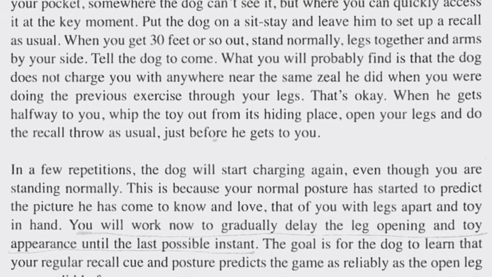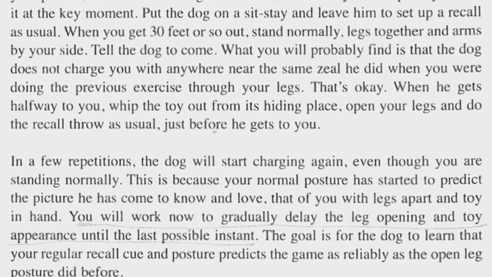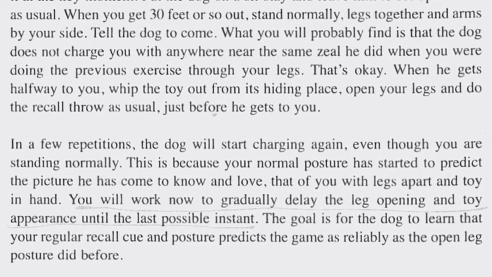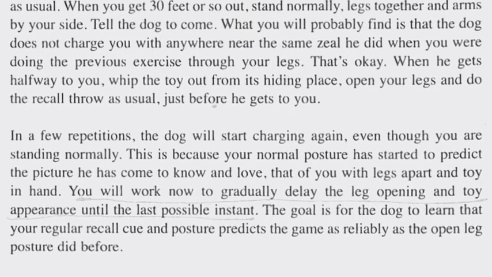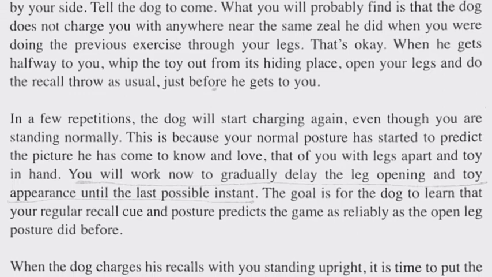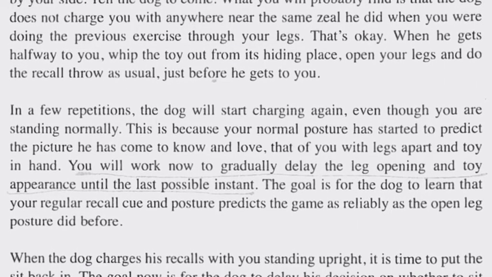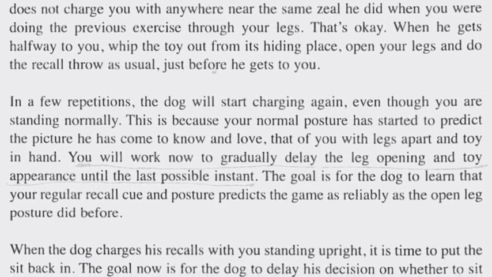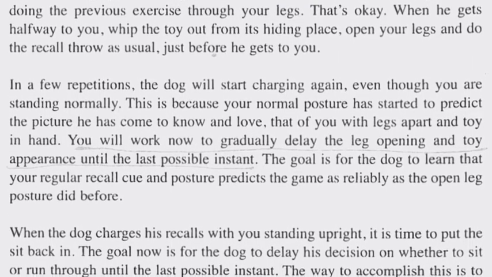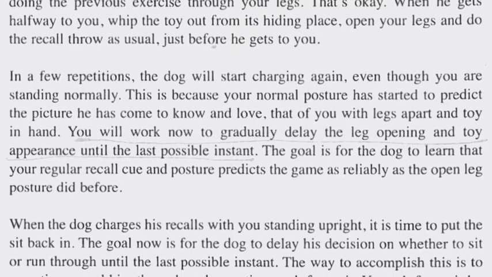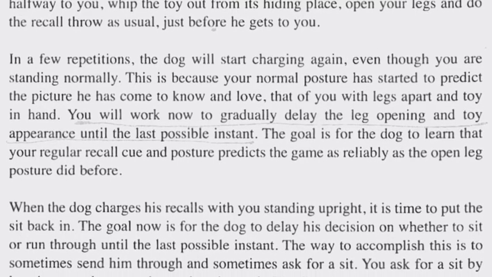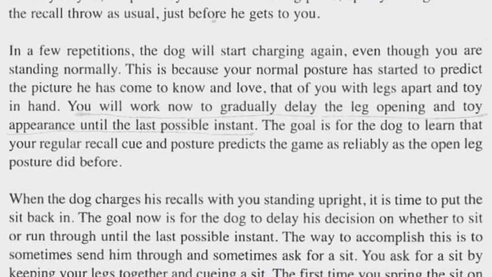That's okay. When he gets halfway to you, whip the toy out from its hiding place. Open your legs and do the recall throw as usual, just before he gets to you. In a few repetitions, the dog will start charging again. Even though you are standing normally, this is because your normal posture has started to predict the picture he has come to know and love. That of you, with legs apart and toy in hand. You will work now to gradually delay the leg opening and toy appearance until the last possible instant. The goal is for the dog to learn that your regular recall cue and posture predicts the game as reliably as the open leg posture did before.